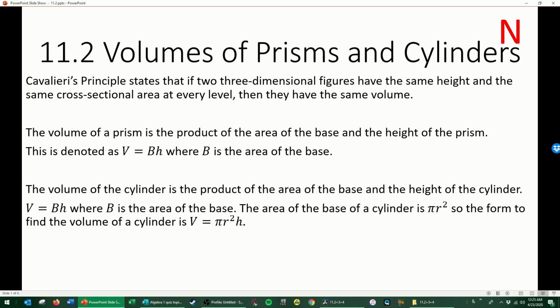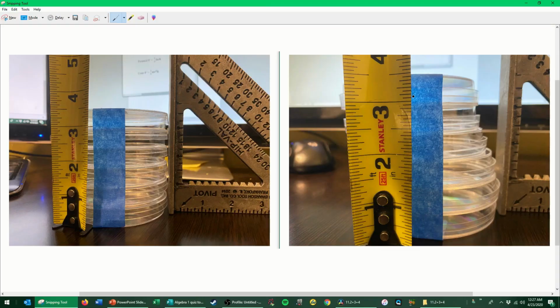But Cavalieri's Principle states that if two three-dimensional figures have the same height and the same cross-sectional area at every level, then they have the same volume. What it's saying is if I have two objects that have the same cross-sectional area, and we'll talk about what that means, at every instance from base to base, and they're the same height, then it doesn't matter if they're oblique like we have on the right here.